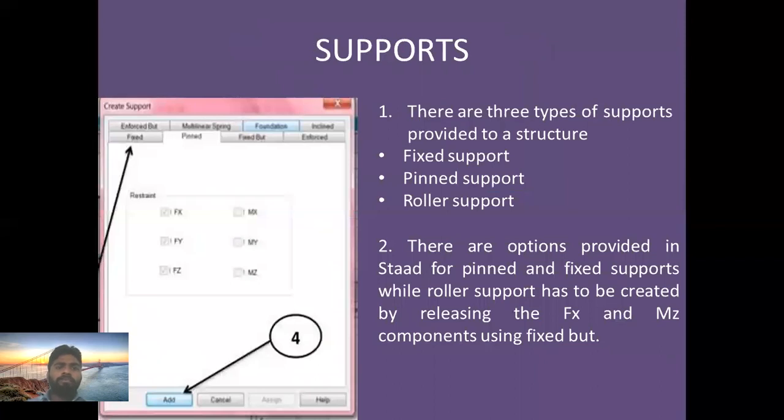Next, the very next step is support. You have to assign the support to that particular element, whether fixed support, hinge support, roller support, or pin support. There are options provided in STAAD.Pro for pin and fixed support, while roller support has to be created by releasing fx and mz. So this is a release. If you release fx and mz, the roller support is created. By using number 4, that means add, you can add the fixed support to that element.